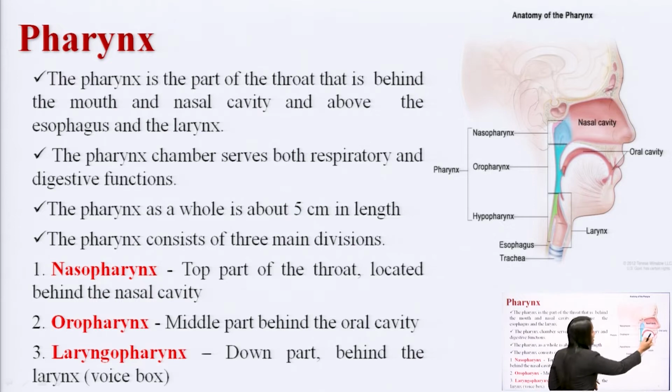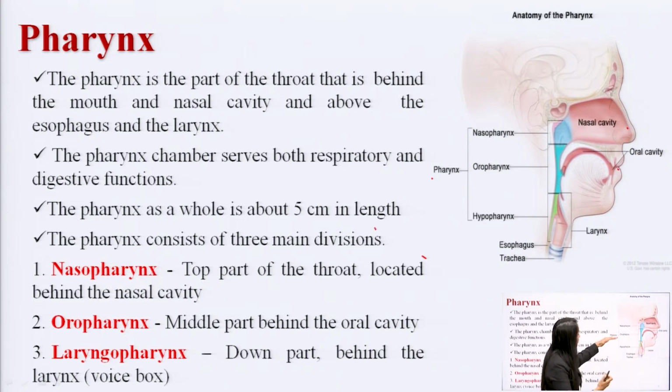So, this is a pharynx, this is a mouth, this is a nose, and the pharynx is present behind the mouth. The pharynx is located behind the mouth, on the back side of the mouth, and behind the nasal cavity. It is present above the esophagus and larynx.